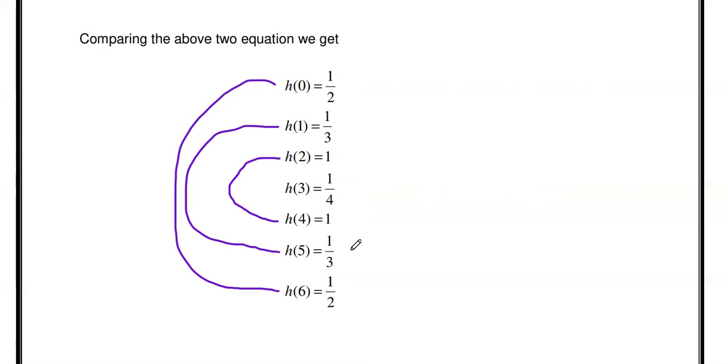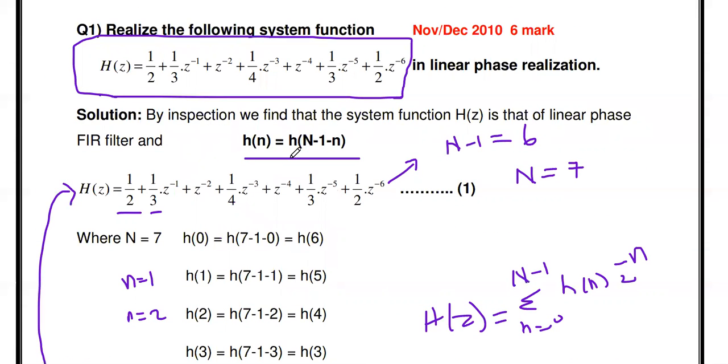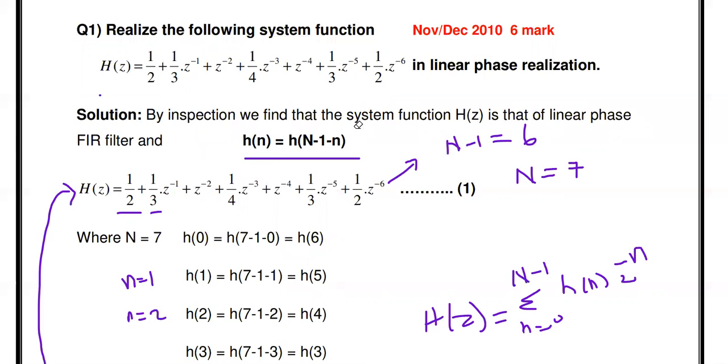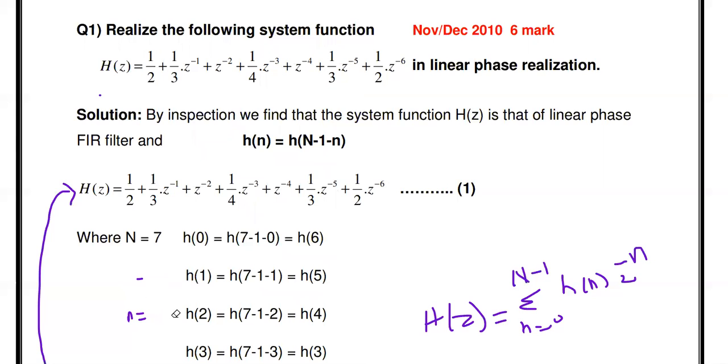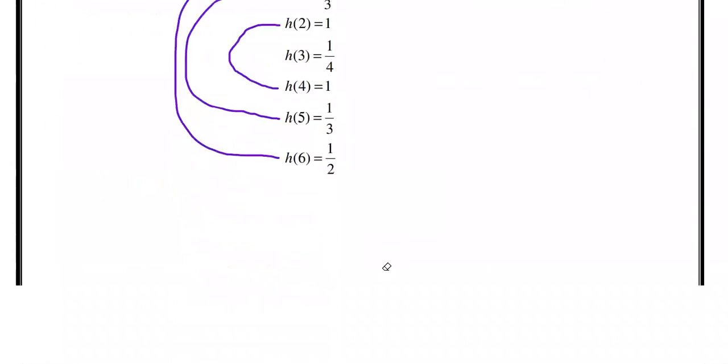So from that, we can say that h of 0, the first and last in the sequence, are equal. Similarly, the second one and the second from last are equal. H of 3 is unique. So if it satisfies this condition, h of n equal to h of N minus 1 minus n, then the given system function is a linear phase FIR filter. And if it is a linear phase FIR filter, we can realize our given transfer function in linear phase realization. So according to that linear phase realization, let us see how to realize it.